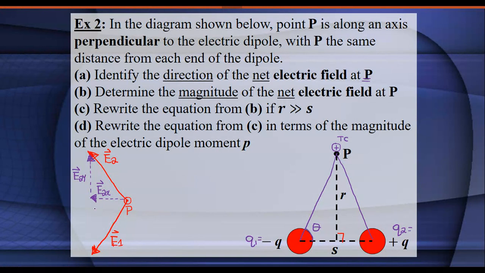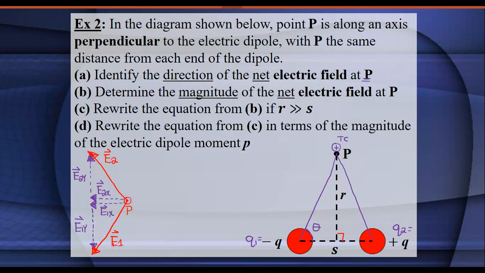And then here we can do the same thing for this one. So we can draw the vector component of this one that goes towards the left. So we can call this E1x. And a vertical component that goes straight down. So we can call that E1y.